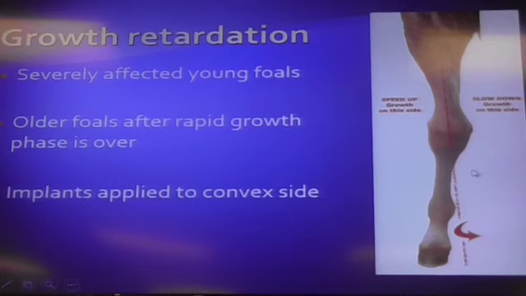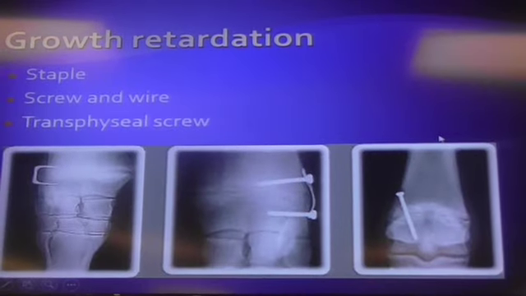All right, so just the opposite of the other one, implants are applied to the convex side, so you're going to slow down the growth on that side. A few different ways. Here is a staple. So here's the physis photo. Here's a staple, and you just put the staple right on either side of the physis. The idea is that it's locking that physis down so it can't expand, while the other side is still allowed to expand. Okay, so that's one way.